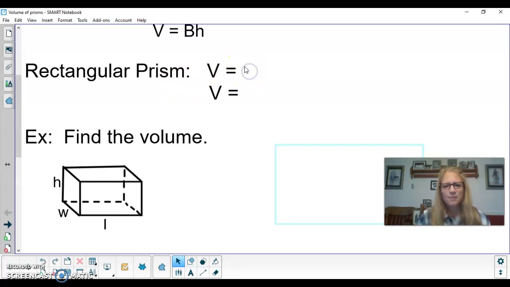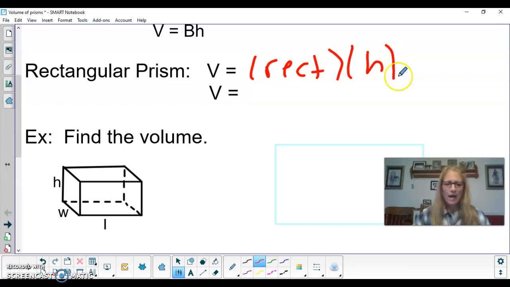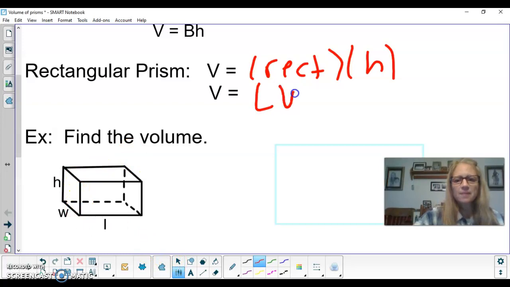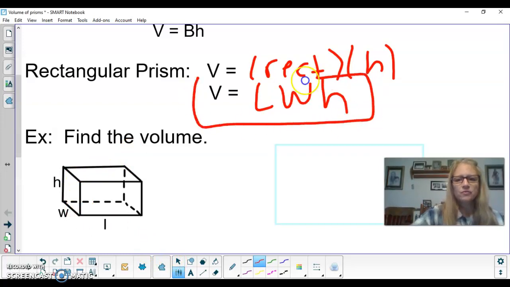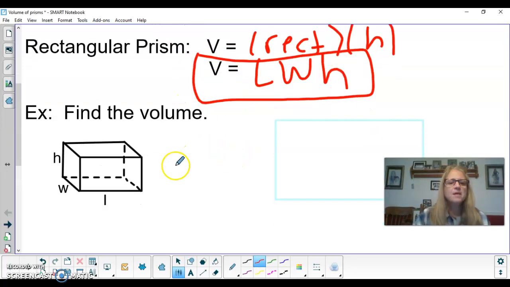So right here, we're going to talk about the volume of a rectangular prism. It's the area of the base. In this case, the base is a rectangle. The area of the rectangle times the height. Well, how do we find the area of a rectangle? It's length times width. So it's just length times width times height. This is what you need to write down: length times width times height. You probably already knew that.